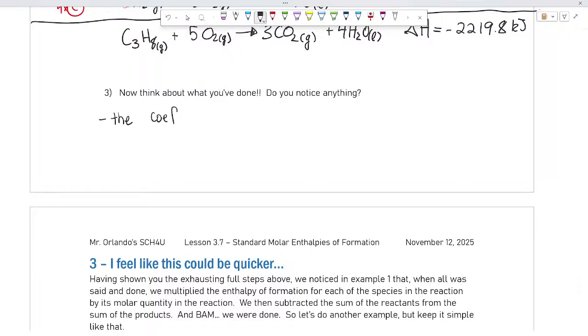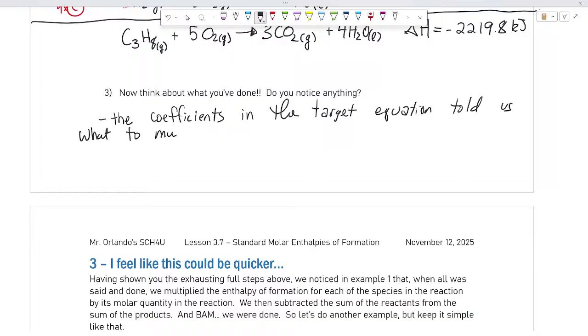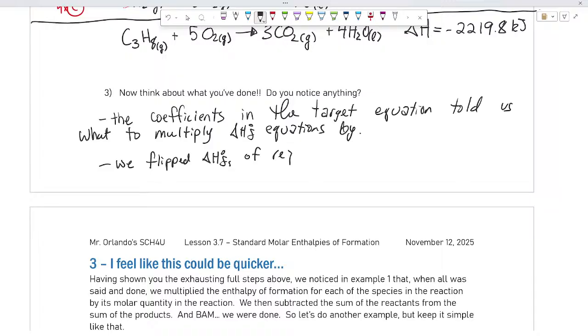the coefficients in the equation told us what to multiply the delta H naught F equations by. And then we flipped delta H naught F's of reactants, but not products. Does that make sense?